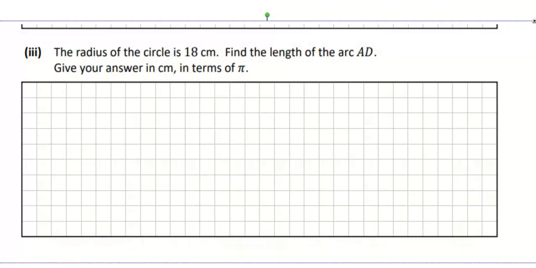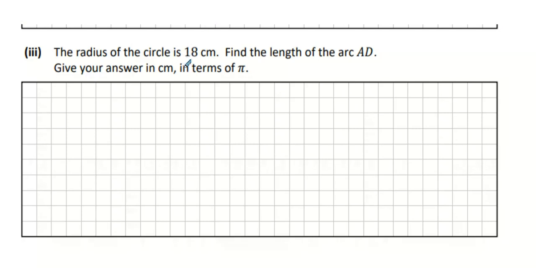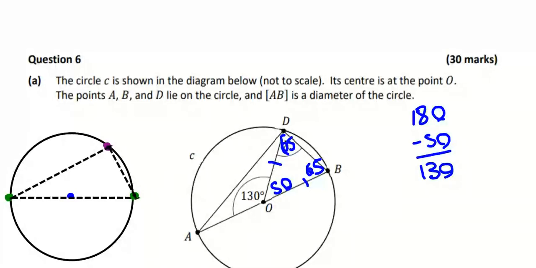This one. Radius is 18 centimeters. Find the length of the arc AD. Give your answers in centimeters. Now, what we're going to do next is, so the radius is 18. Find the arc AD. Okay, I have to go back here to the diagram. I'm just going to rub out all this.